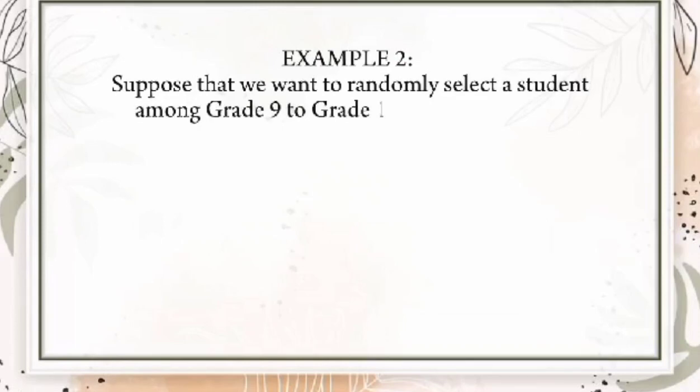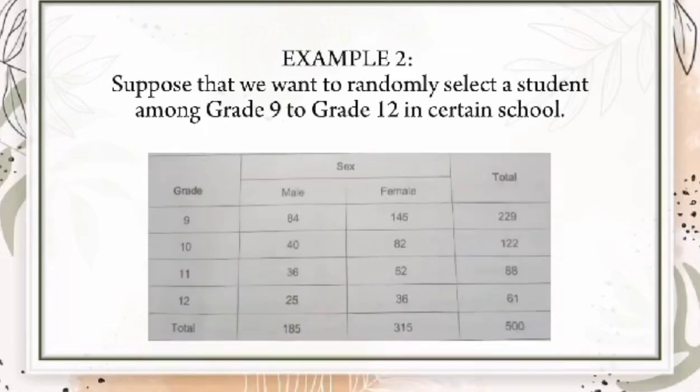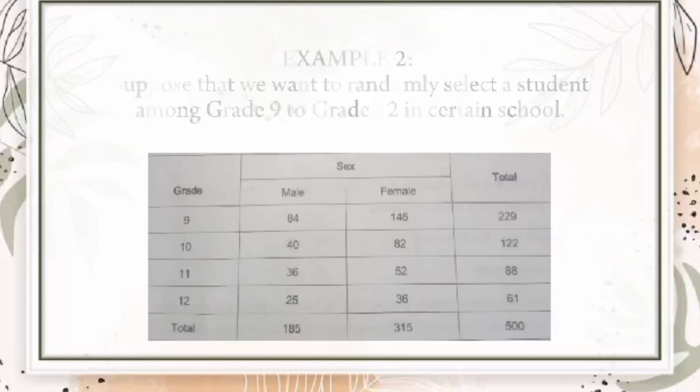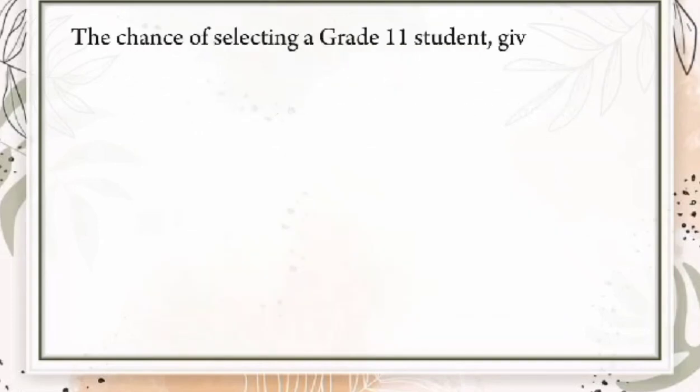Example number 2. Suppose that we want to randomly select a student from among grades 9 to 12 in a certain school. Grade 9: male 84, female 145, total 229. Grade 10: male 40, female 82, total 122. Grade 11: male 36, female 52, total 88. Grade 12: male 25, female 36, total 61. Total male is 185. Total female is 315. Total is 500.